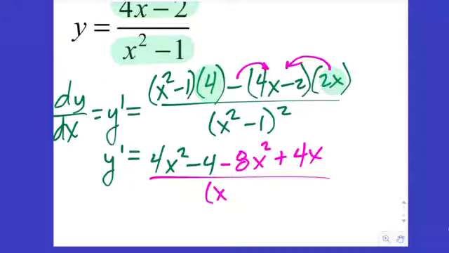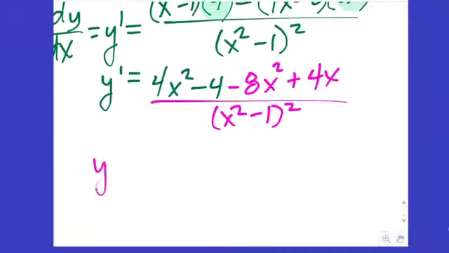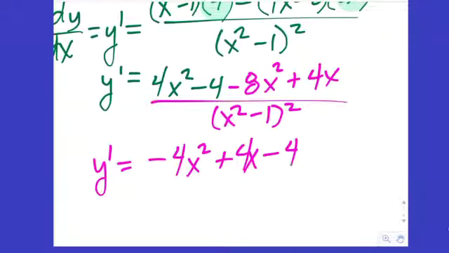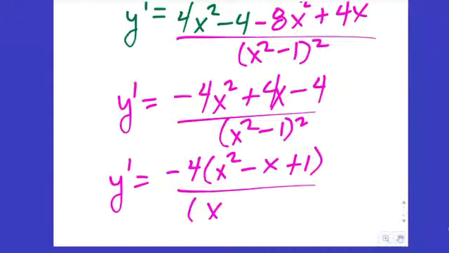All of that over x squared minus 1 squared. Now the bottom is already completely factored, so you wouldn't necessarily want to expand it. When you combine like terms in the numerator, you're going to get a negative 4x squared plus 4x, sorry, minus 4, all over x squared minus 1. If the top can factor any more, you might want to factor it so you can divide something out. And once we set things equal to 0 later on, we're going to want to factor the numerator completely. So in this case, I'll factor out a negative 4, and I get x squared minus x plus 1 all over x squared minus 1.